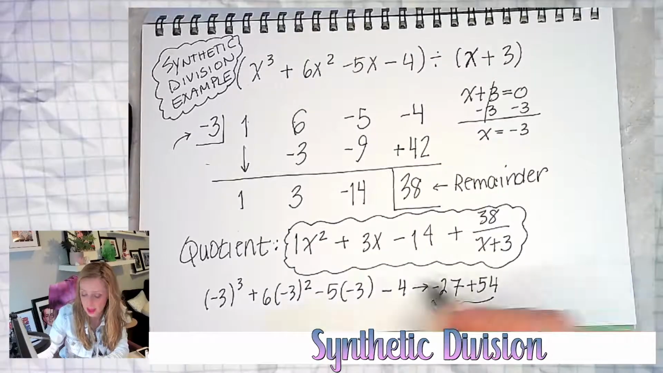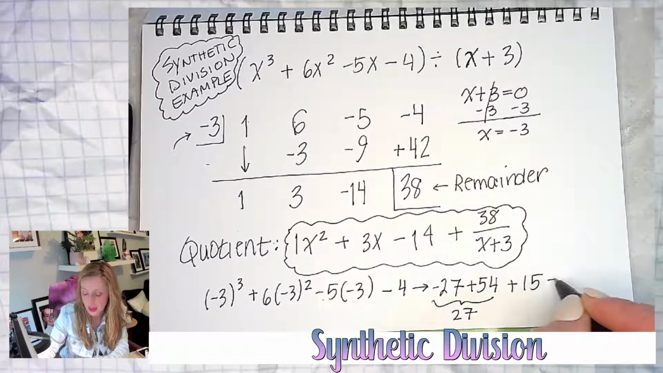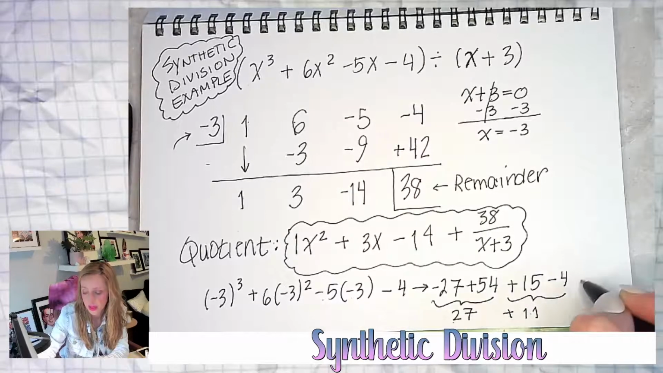So I'm just combining as I go. Negative times a negative, we got plus 15 and minus 4. Positive 15 take away 4 is positive 11. 27 plus 11 is 38.